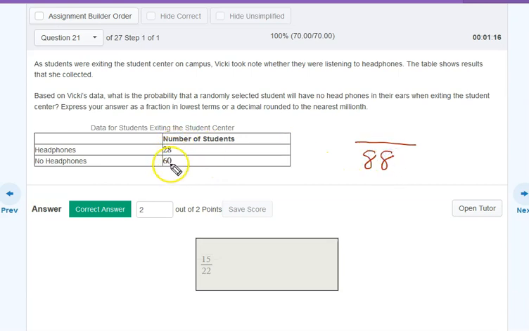Just adding these two together. And they want the probability that no headphones. Well, that's 60. So when you reduce this to lowest terms, you get 15 out of 22. And I believe you're going to factor a 4 out of there and get 15, and a 4 out of there and get 22.